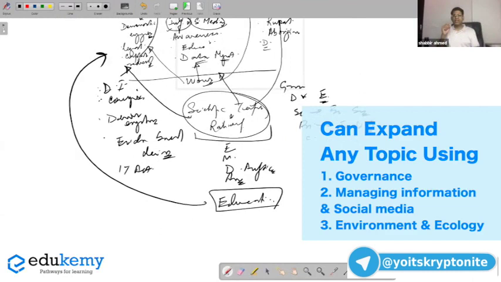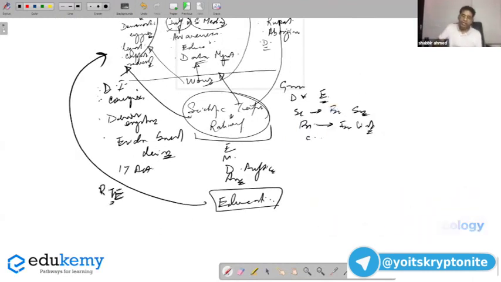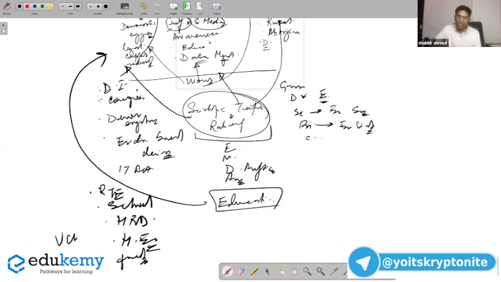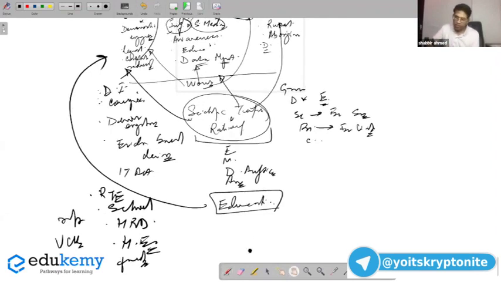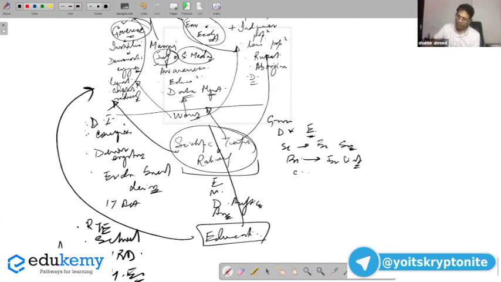Yes, RTE, RTE, we have schools, okay, HRD ministry, higher education institutions, okay, funds allocation, part of governance, UGC, okay, education reforms की बात हो रही है, fine. What is the social media information angle of education?